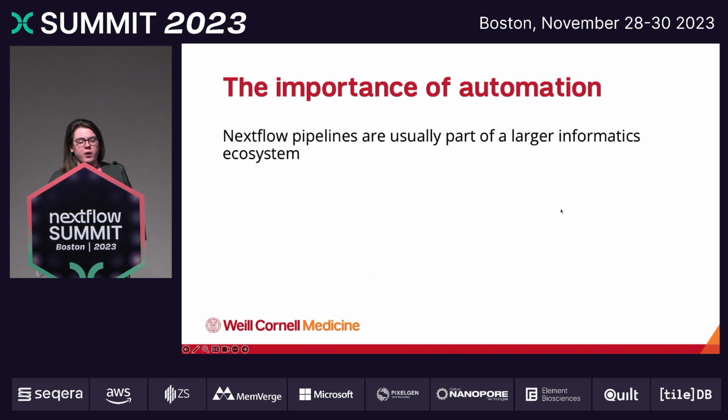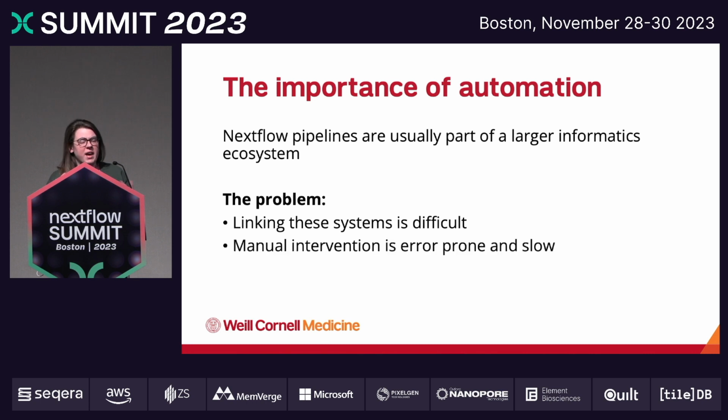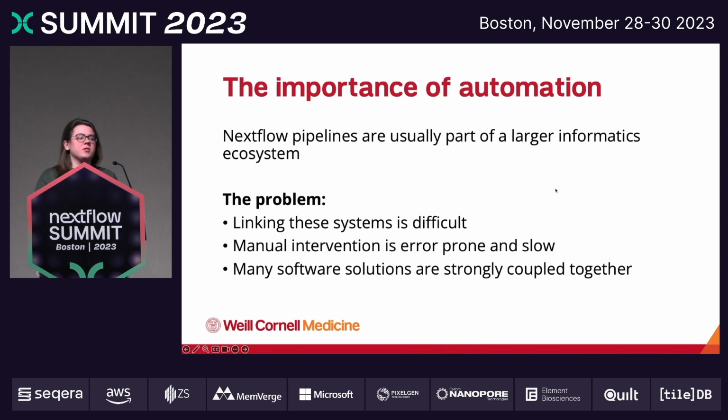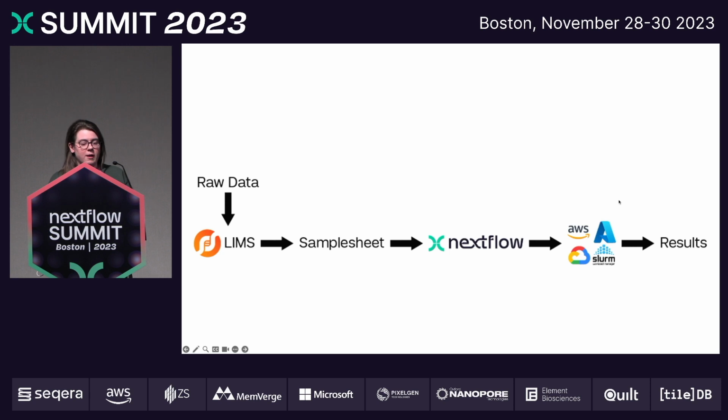So, Nextflow pipelines are usually part of a larger informatics ecosystem. The problem is linking these systems together is difficult. Manual intervention is often error-prone and slow. There are delays in reacting to completed pipelines and errors. For example, I had a pipeline end at 2 a.m. on Thanksgiving this past week. And many software solutions to this are strongly coupled together in that they are proprietary, part of one package, not necessarily easily extensible.